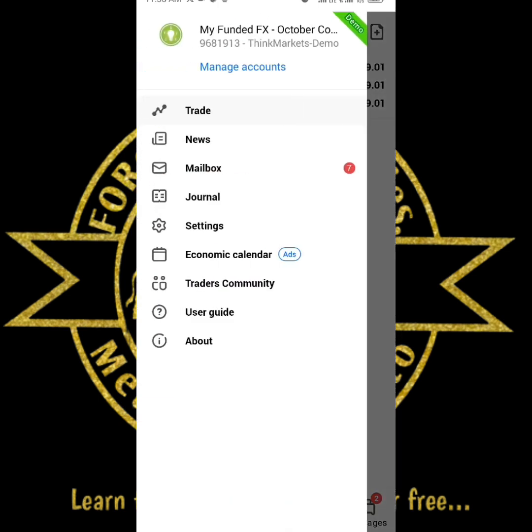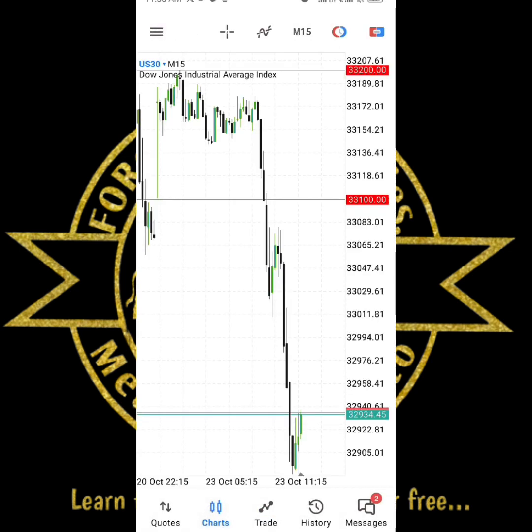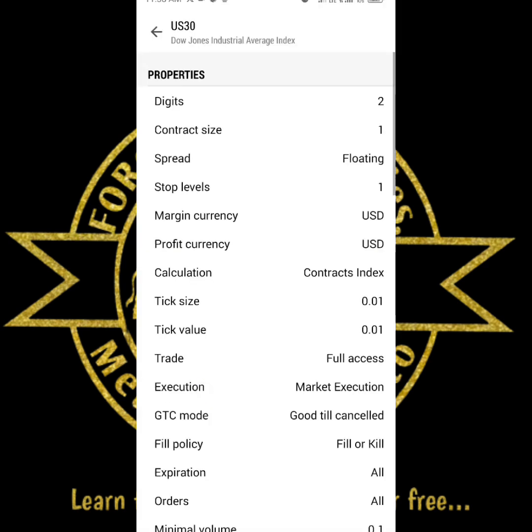Let me show you this on another broker, which is Think Markets. To determine the contract size, you just tap your US30 and go to properties. You see that this one, the contract size is also 1. So let's go to another broker.